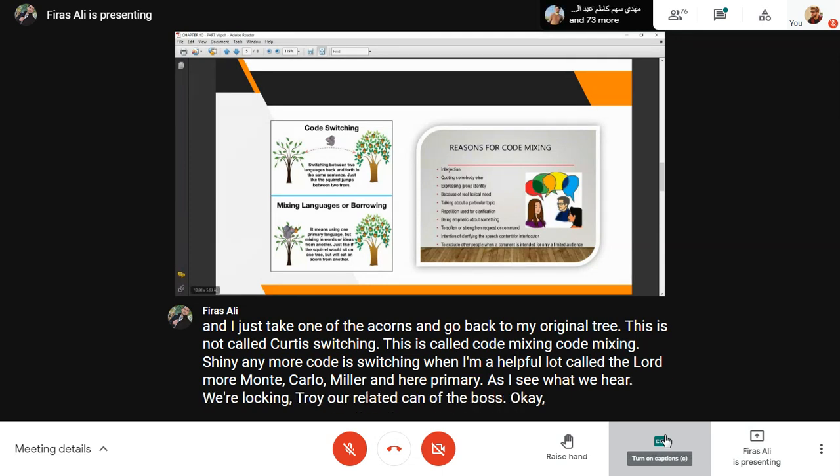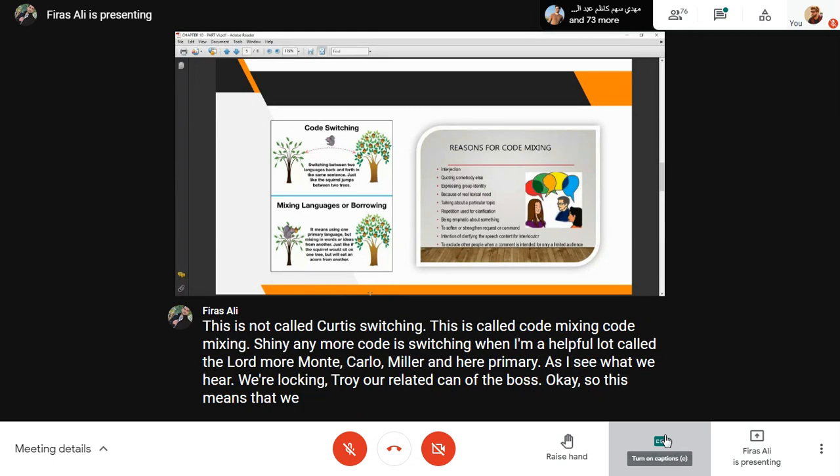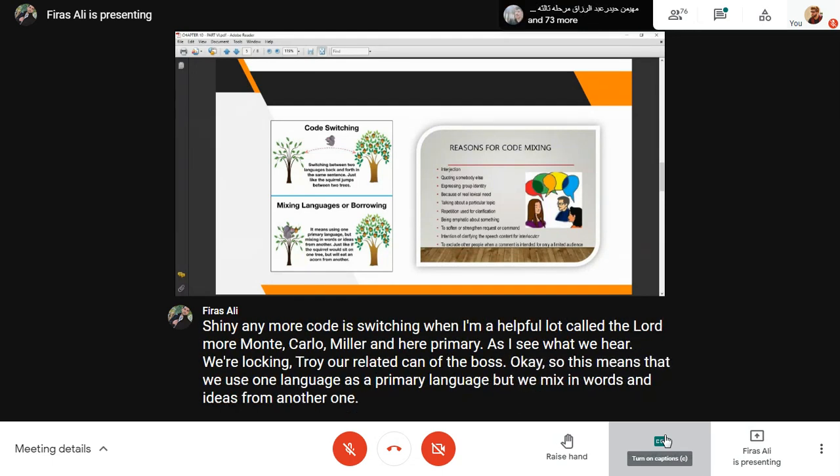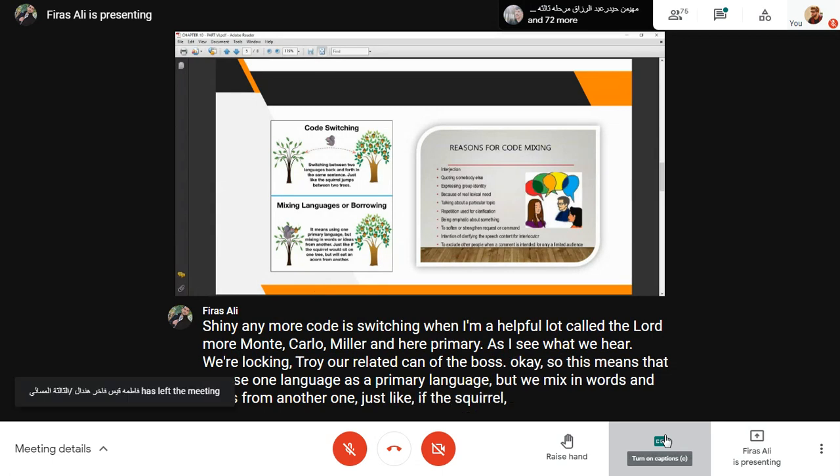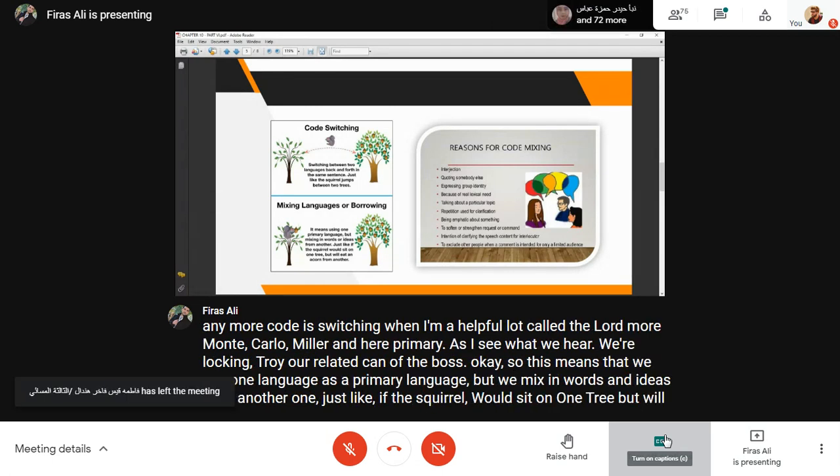Okay, so this means that we use one language as a primary language, but we mix in words and ideas from another one. Just like if the squirrel would sit on one tree, but will eat an acorn from another one.